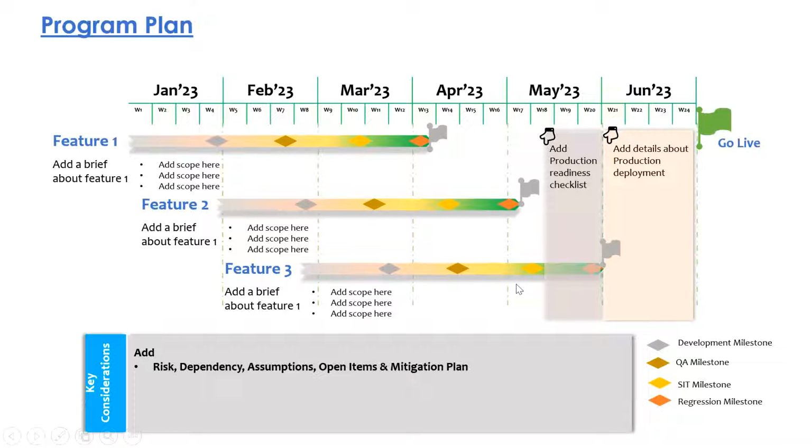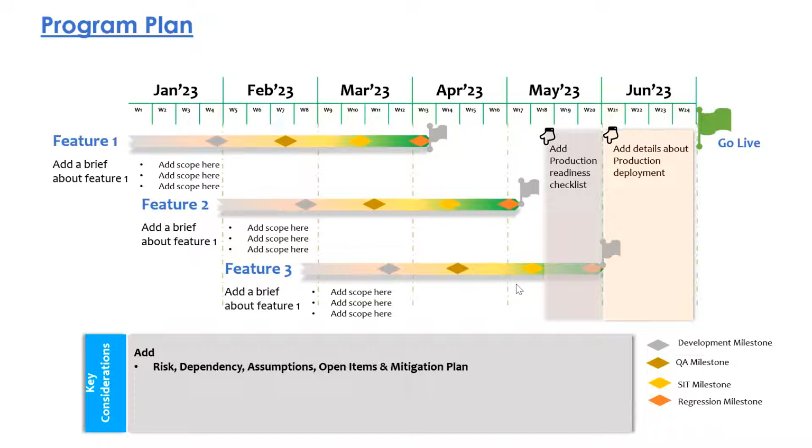Hello everyone. In today's video, we are going to see how we can build a program plan in a PowerPoint presentation. So the program could be a 3-month program, 6-month, 9-month, 12-month, 2-year program. And when we talk about program, it will have milestones, it will have features going under this program. It will have a schedule that when this is going to go live to production.